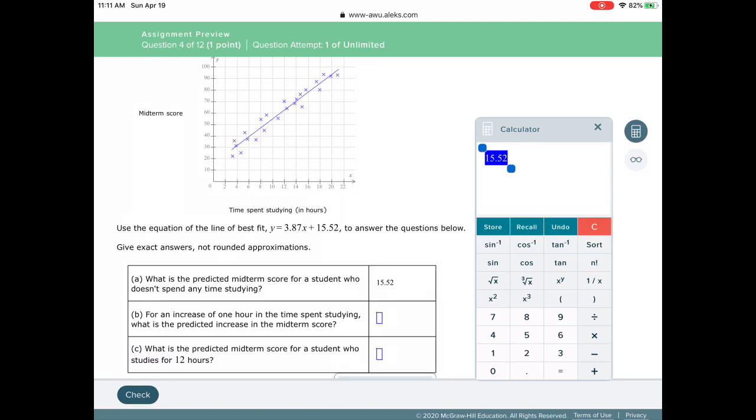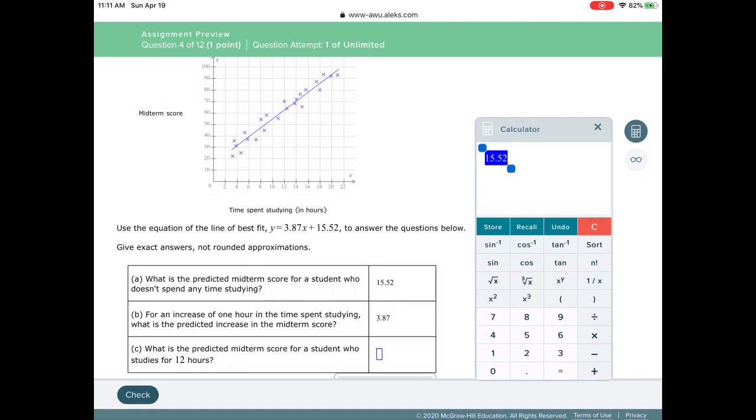For an increase of 1 hour in the time spent studying, what is a predicted increase in the midterm score? This goes back to our properties of linear functions. Linear functions basically have a beginning point, which this one is 15.52, and then a rate of change, or the slope. So every hour spent studying, you should expect these students' scores to go up by 3.87 points.